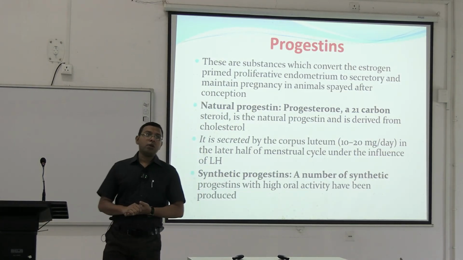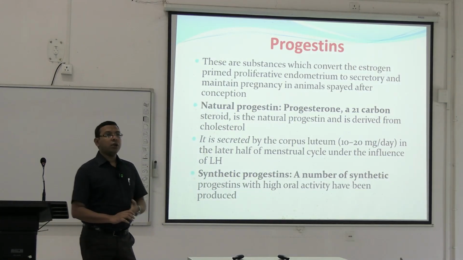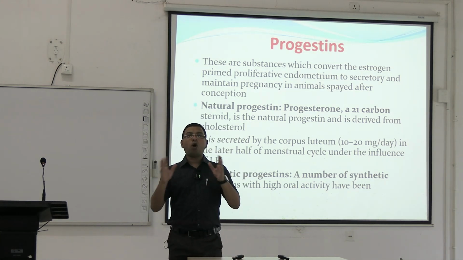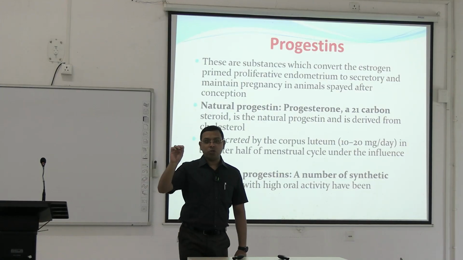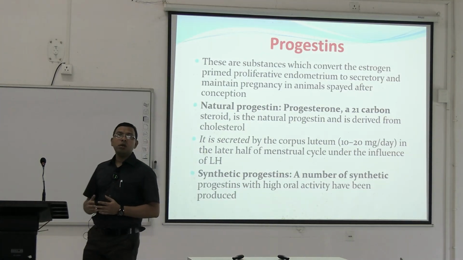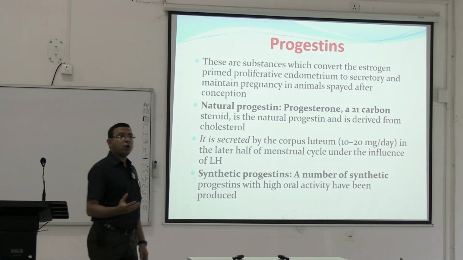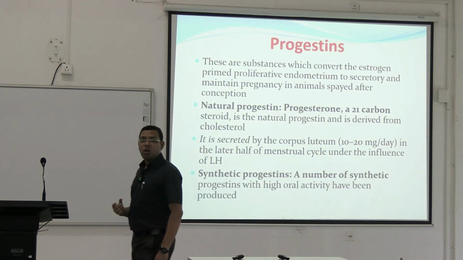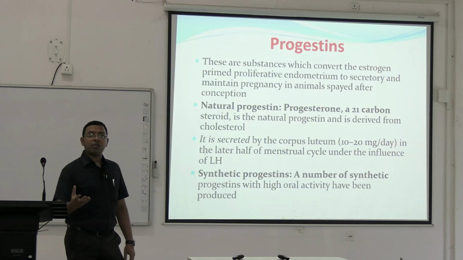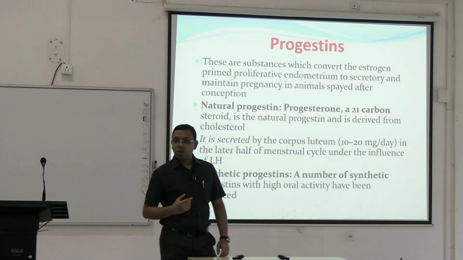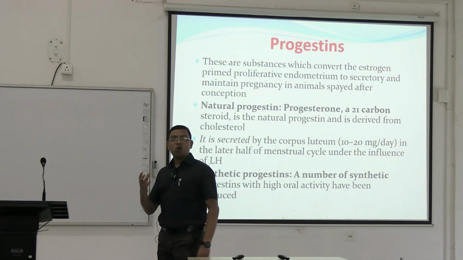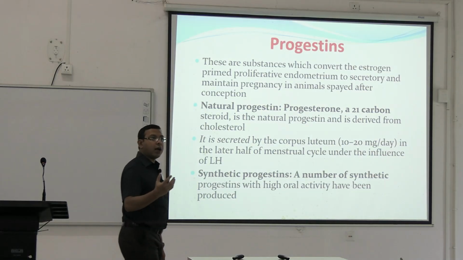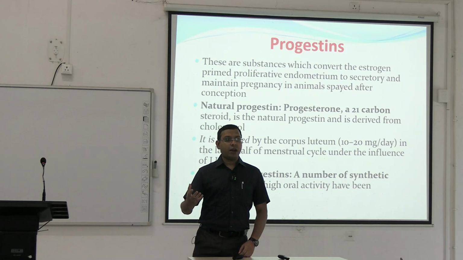So progesterone is a steroidal compound. The synthetic ones, all the compounds, come under the broad heading of the progestins. And progesterone is a 21 carbon steroidal hormone, which is the natural progestin. Natural progestin is known as progesterone, which is synthesized from cholesterol, mainly in the corpus luteum, and then if pregnancy happens, progesterone is secreted from the placenta.